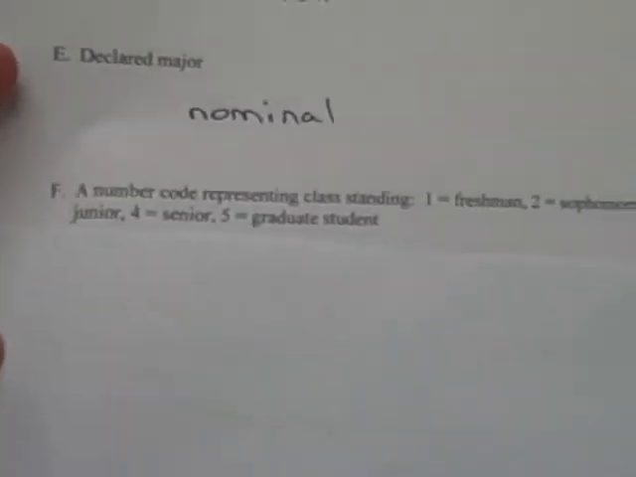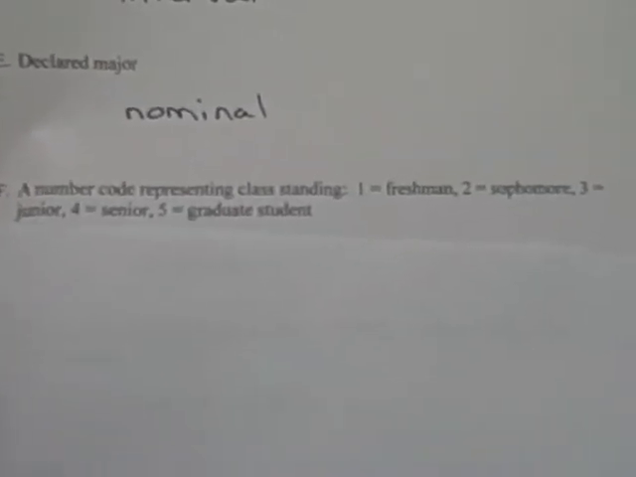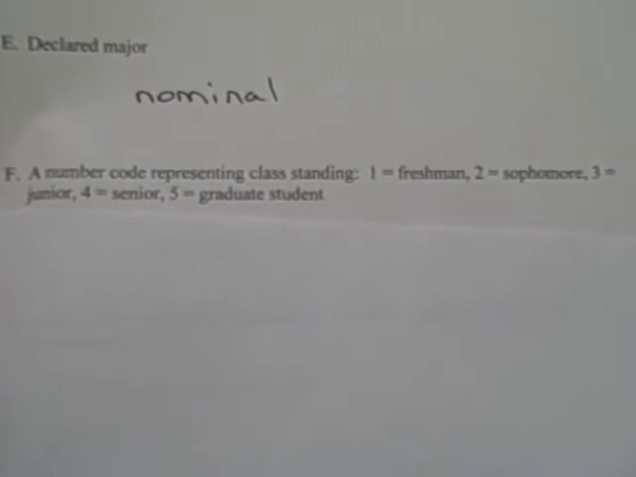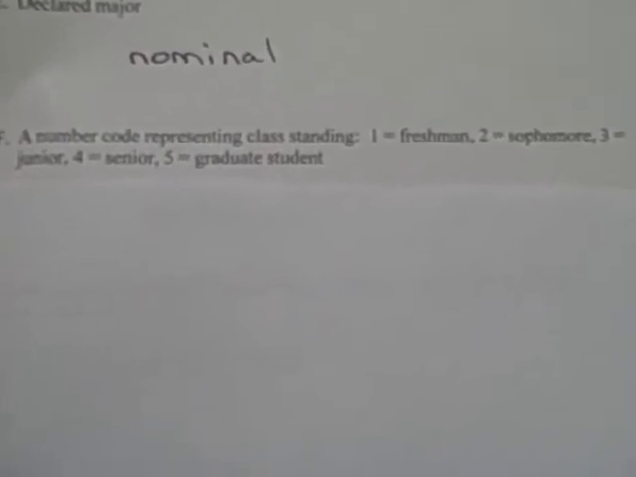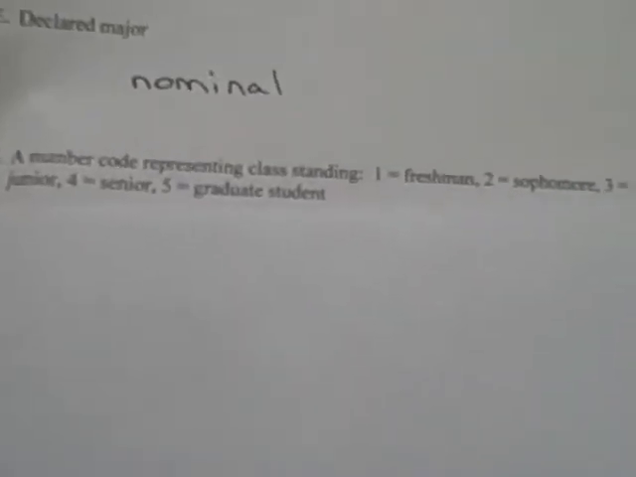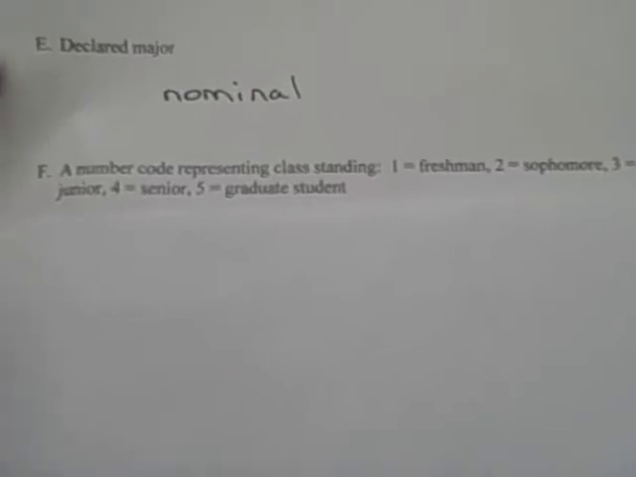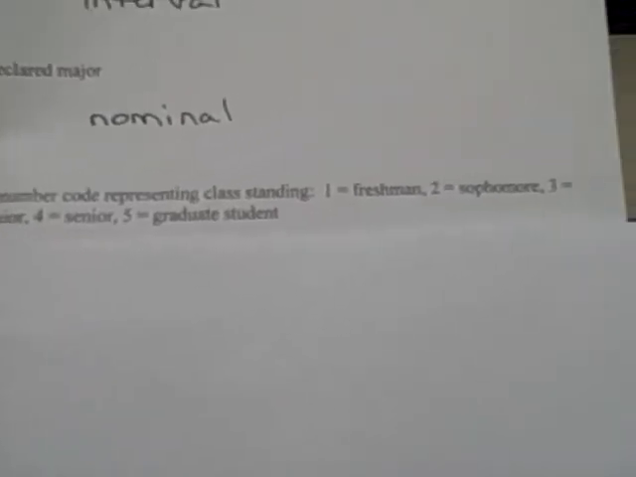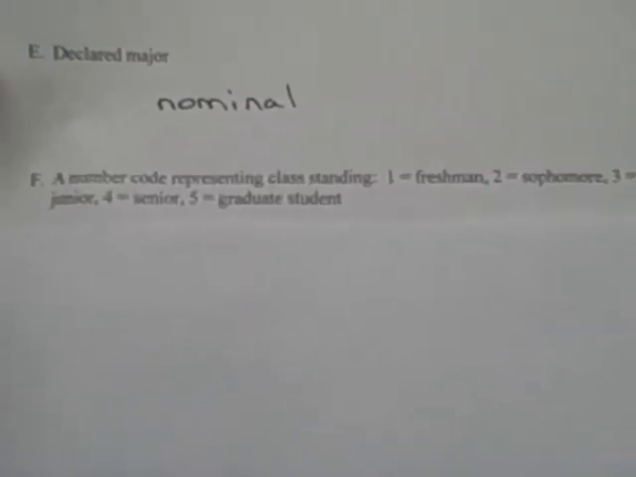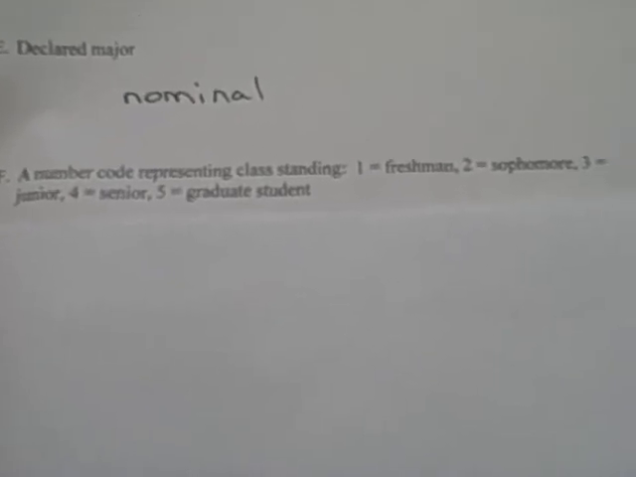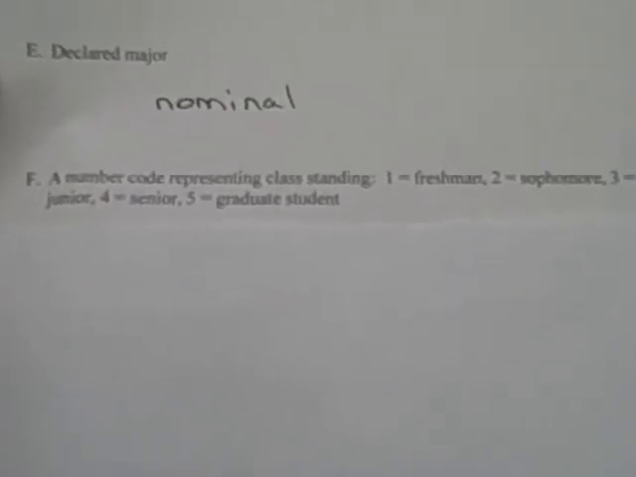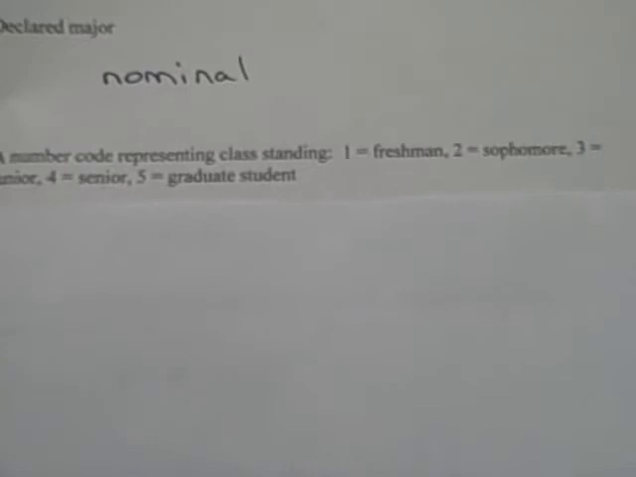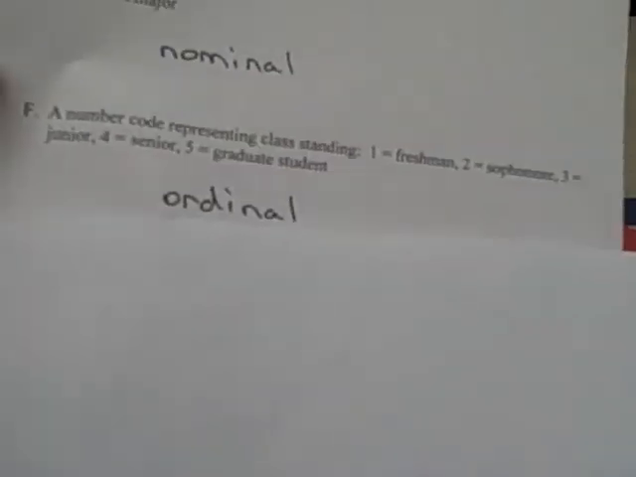Good. A number code representing class standing. 1 equals freshman, 2 equals sophomore, 3 equals junior, 4 equals senior, 5 equals graduate student. Okay. There's a definite order here. Okay, freshmen are 1 up to graduate students, which are 5. So we could put these in order that would make sense. However, there's absolutely no other math you could do with this. So this would be ordinal.